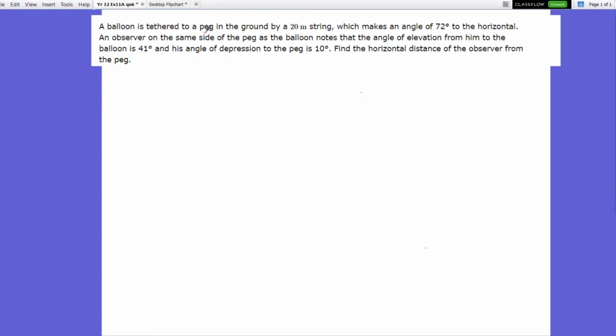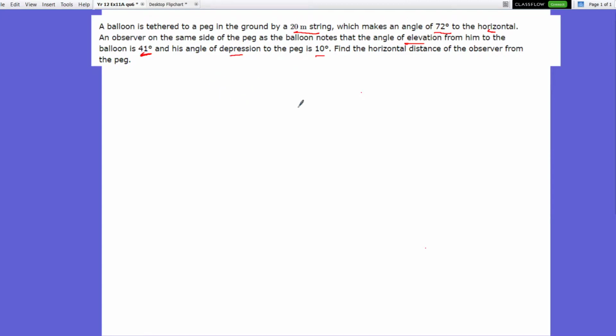So a balloon is tethered to a peg on the ground, 20-meter string. Okay, we've got that, which makes an angle of 72 degrees with the horizontal. An observer on this side of the peg notes that the angle of elevation to the balloon is 41 degrees, and the angle of depression looking down is 10 degrees. What it says is, find the horizontal distance of the observer from the peg.